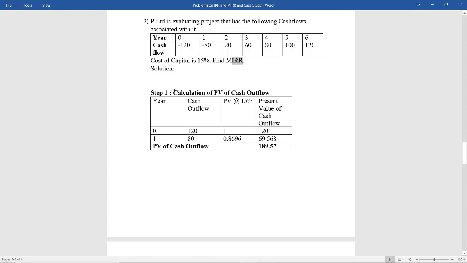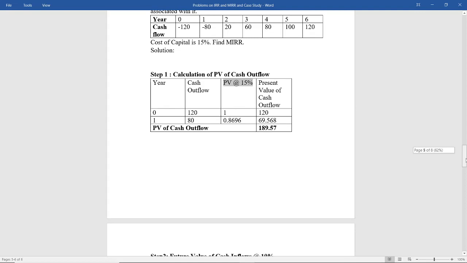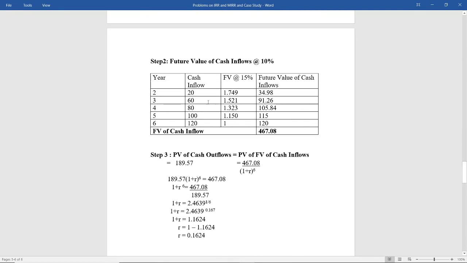So first you're going to calculate PV of cash outflows. Which year's outflows are there? Year 0 and year 1, 80. Now at 15% for single cash flow, you are going to see table number C. Multiply it, you are going to get PV of cash outflows. Now step number 2, future value of cash inflows.